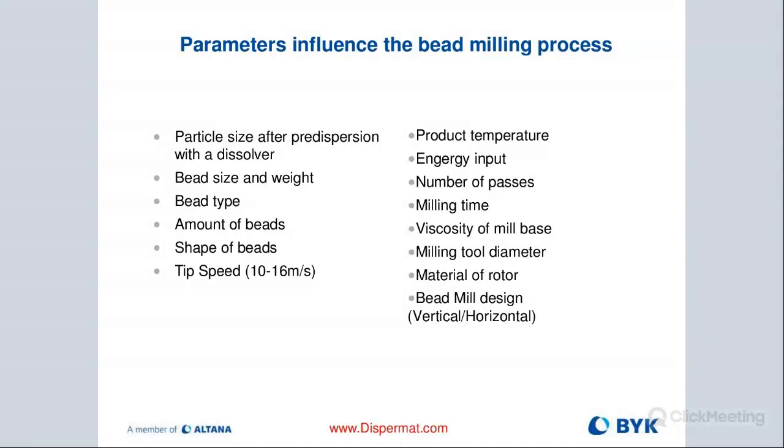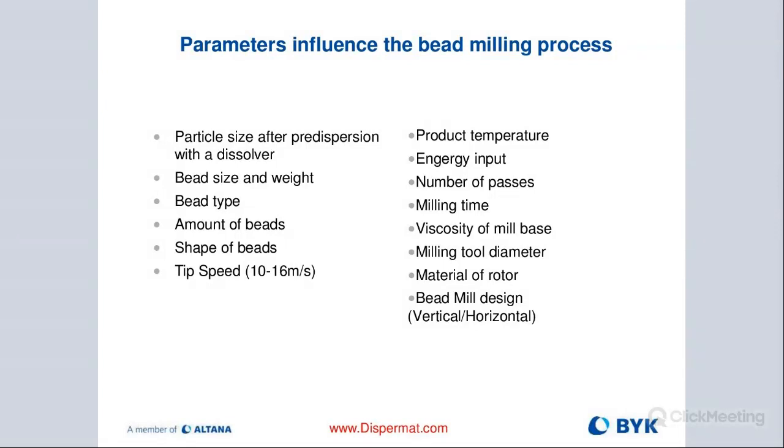Again, the viscosity is very critical. If we are too low in our viscosity, then we have a problem putting in enough energy. If our viscosity is too high, then we're having a problem with flow of the material through our milling chamber or our basket mill. So again, the diameter of our milling tool is also important. We want to select the proper diameter that gives us the best ratio to our milling chamber.